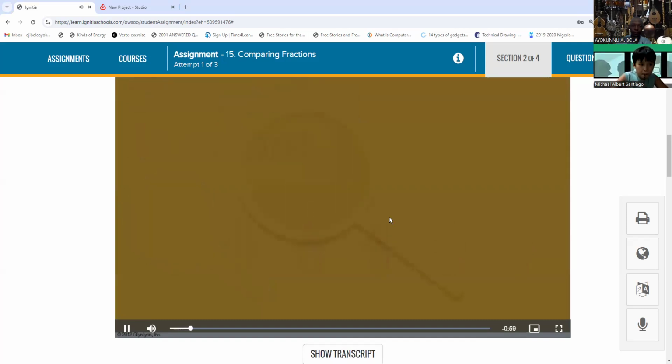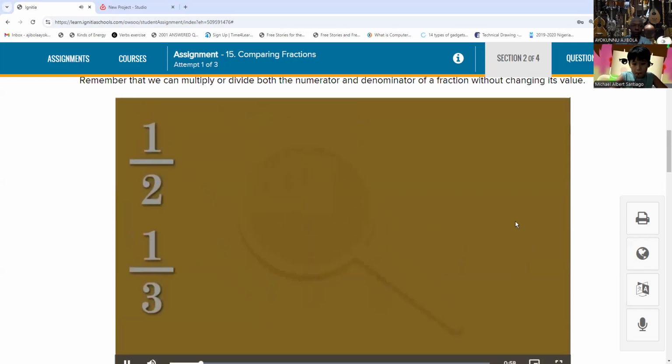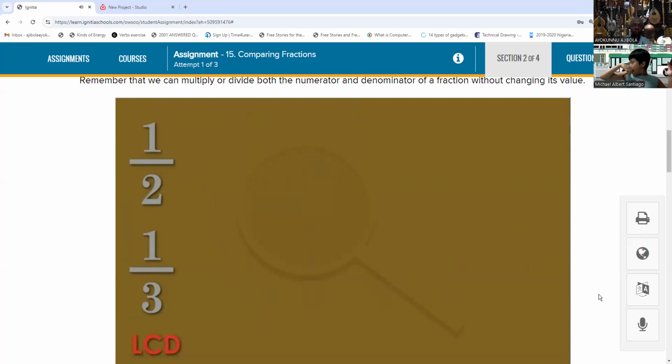Let's compare the fractions 1/2 and 1/3 by rewriting them. We'll use their least common denominator, which is the least common multiple of their denominators. The least common multiple of 2 and 3 is 6. So let's rewrite each fraction so that it has a denominator of 6. Remember that multiplying both the numerator and denominator of a fraction by the same number does not change the value of the fraction.